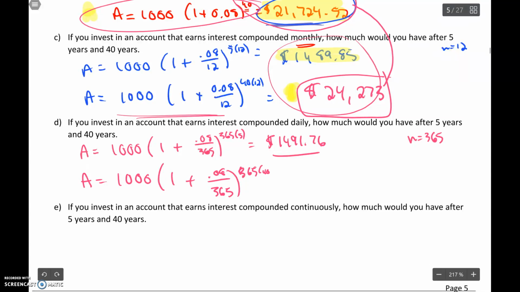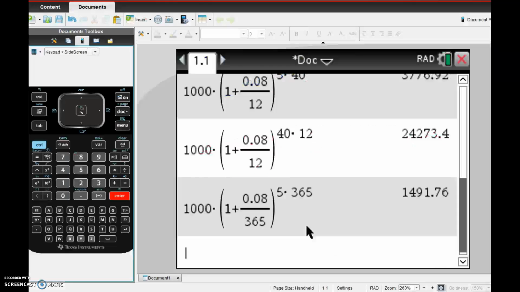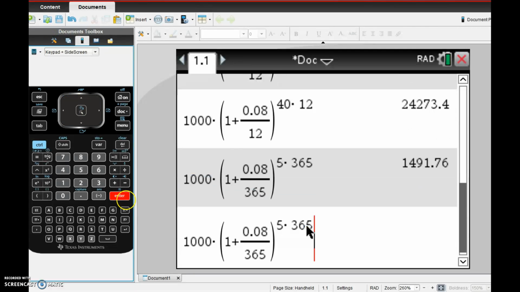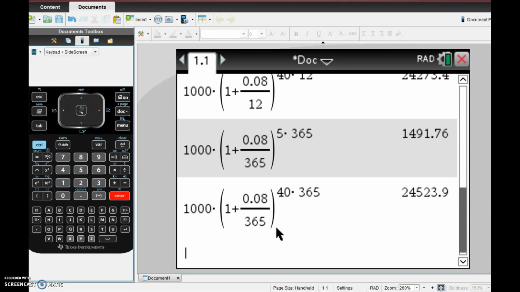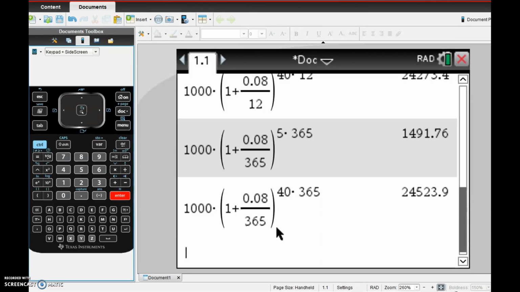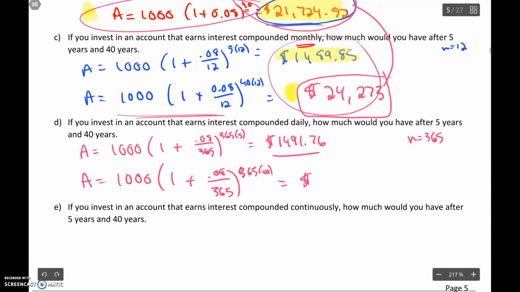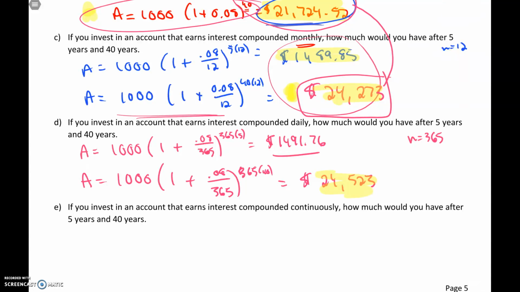365 times 40. Let's put it in there for 40 years. We're just plugging it into the formula. Put it in for 40 years. 24,523. As you can see, it's an extra $200, $250, but over the course of 40 years, that's pretty minimal.